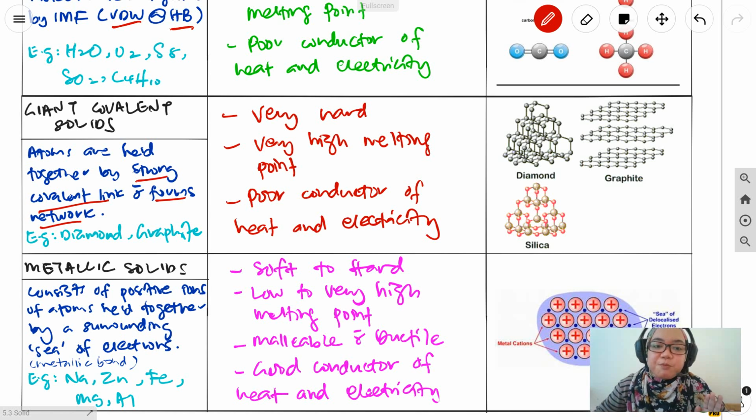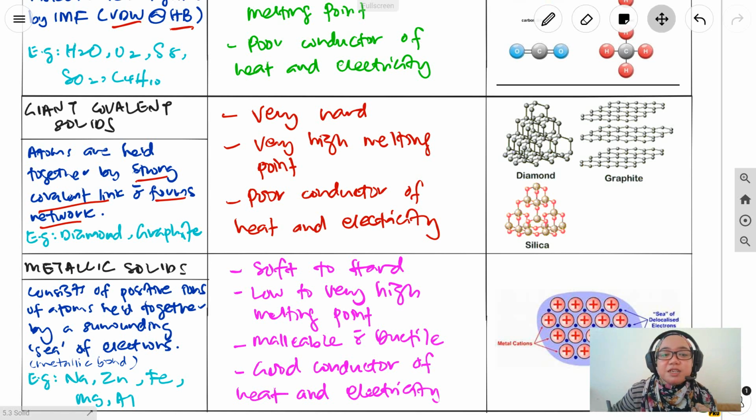Okay, so what is the properties of this giant covalent solid? So giant covalent solid is very, very strong, okay? And it's very, very hard. Okay, and it has very high melting point. Okay, semua pasal giant covalent solid ni dia ada very depan dia. Sebab dia sangat hard and dia sangat ada high melting point. However, it is a poor conductor of heat and electricity. So these are the properties of giant covalent solid.